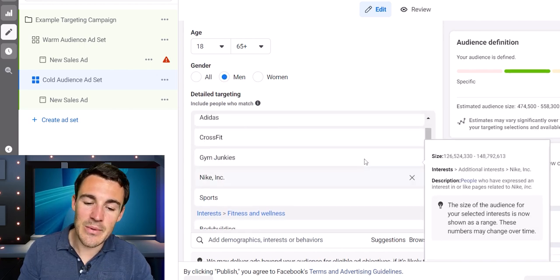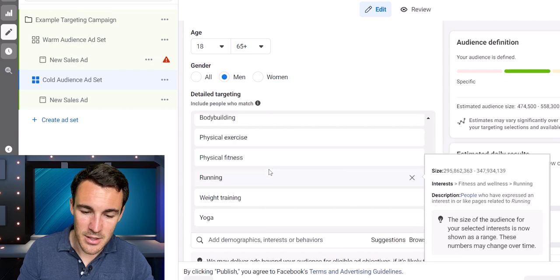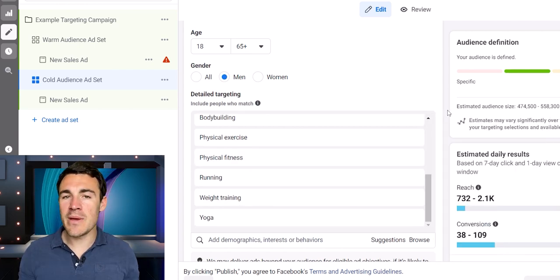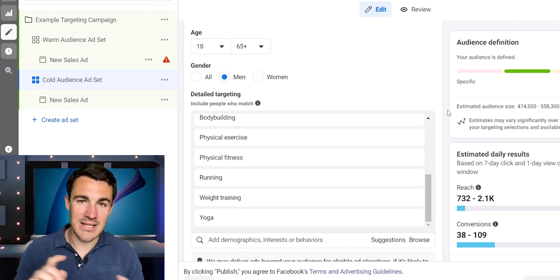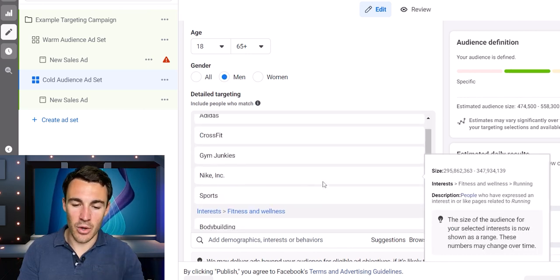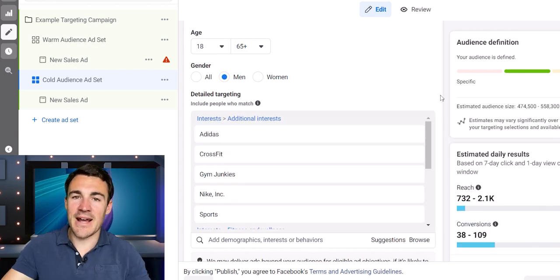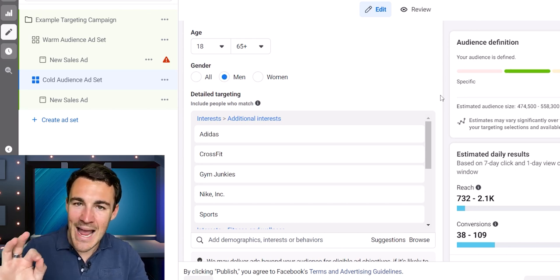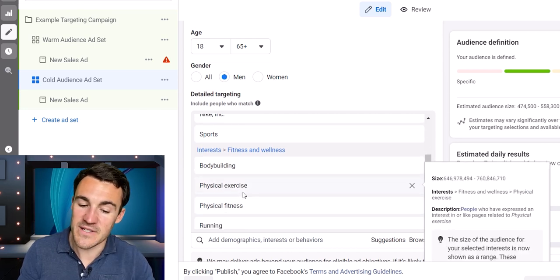Next thing is, let's say we weren't using a lookalike audience. Would I advertise to this many detailed targeting options in one ad set? Absolutely not. I'm a big fan of using one detailed targeting option per ad set. I'll tell you why. If instead of having all 12 lumped into one ad set here, we had 12 different ad sets with one of these each in there, we could then work out exactly how good of a targeting option Nike is, how good of a targeting option physical exercise is.